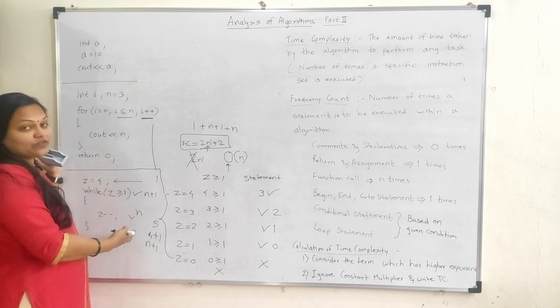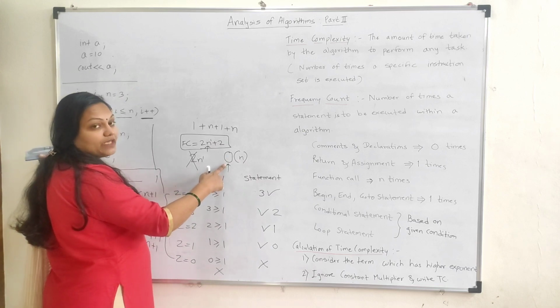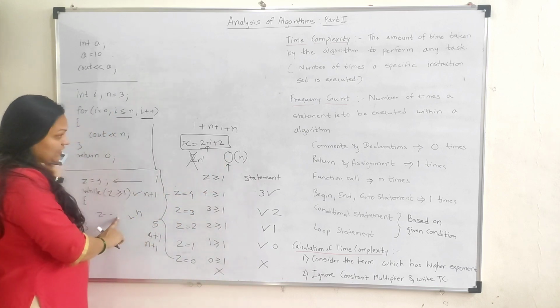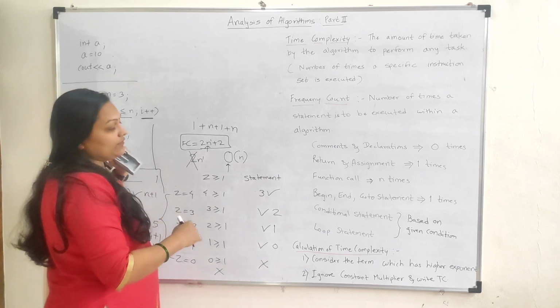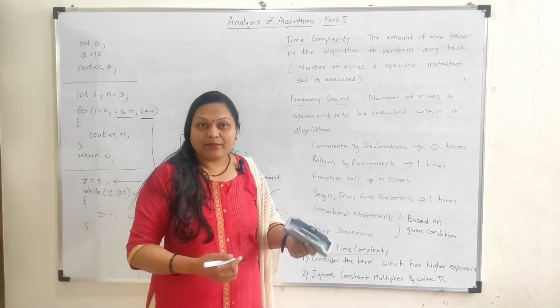Okay, and that we are calculating. That's why we have written big O here. So time complexity for this is big O of n. So we will see some more examples regarding time complexity.